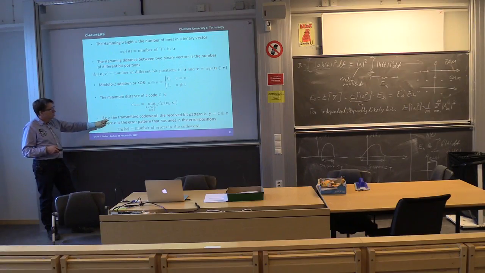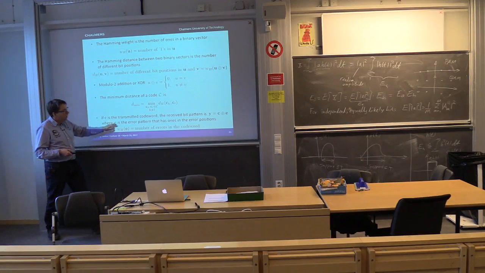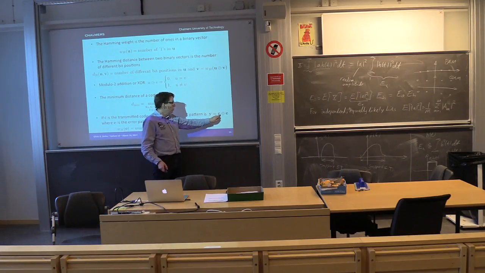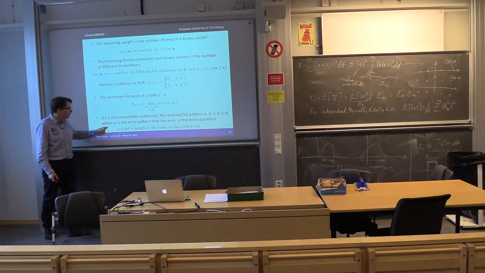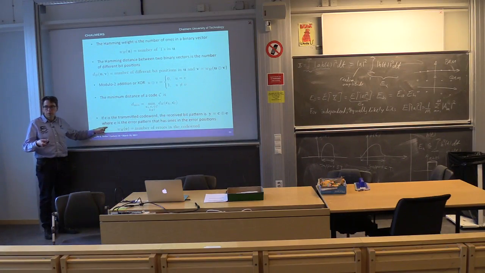If C is the transmitted code word, then the received pattern is C plus an error pattern, and plus here is modulo 2 addition. So E, the error pattern, has ones in the positions where errors have occurred and zeros where errors have not occurred. So the weight of the error pattern is the number of errors that have occurred during transmission.